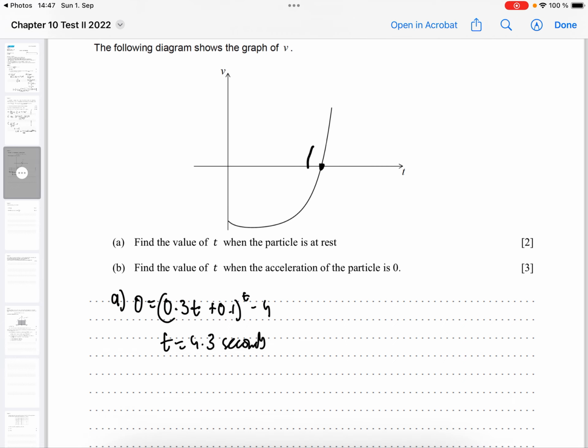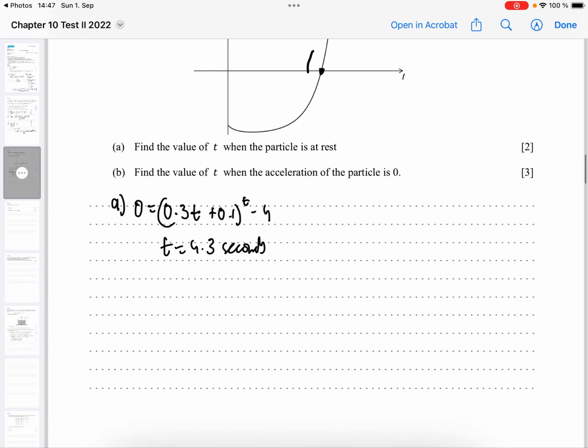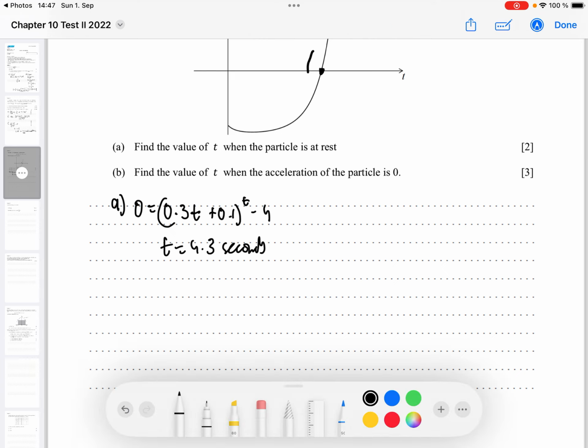Alright, now it says find the value of t when the acceleration of the particle is 0. So we need to know that the acceleration of a particle is the derivative of the particle's velocity. So we need to find the value of t when the derivative of this function is 0.